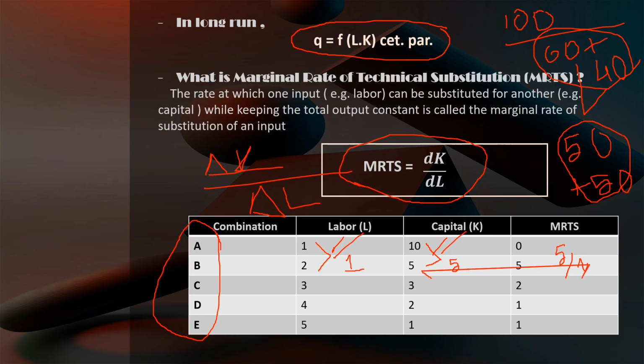So let's say for 5 and 3, the difference is 2, and for 2 and 3, the difference is again 1. Difference is 1. All right? So this becomes 2 by 1, that is 2. And in this way, the change in one input to the change in another input is the way MRTS is basically described or explained. Now that we know what MRTS means, let's dig a bit deeper into this topic.